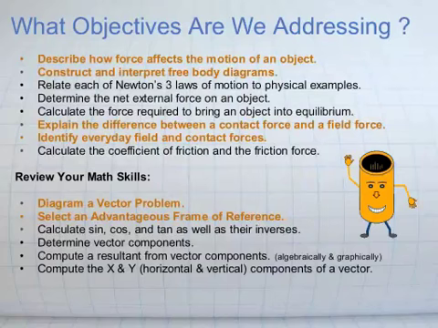Now, let's pause and reflect on our objectives for a moment. So far, just by completing our problem-solving checklist and drawing our diagram, we have described how force affects the motion of an object, constructed and begun to interpret our free body diagram, explained the difference between a contact force and a field force, identified some everyday field and contact forces in our problem, and used math skills to diagram a vector problem and select an advantageous frame of reference. Mr. I Can says, great work. Now we can actually use what we have done to solve our problem and determine the acceleration of the box up the ramp.